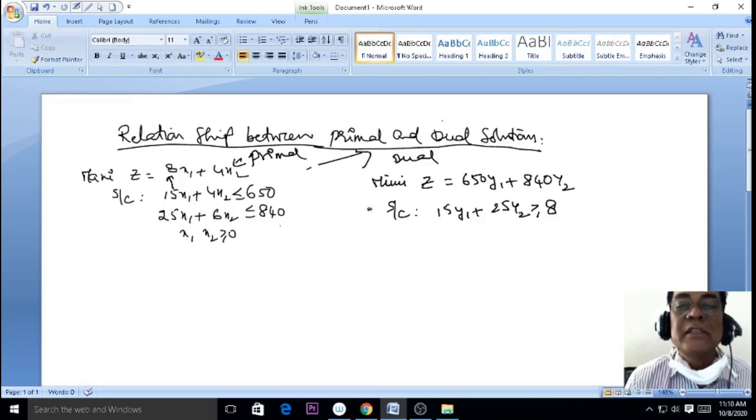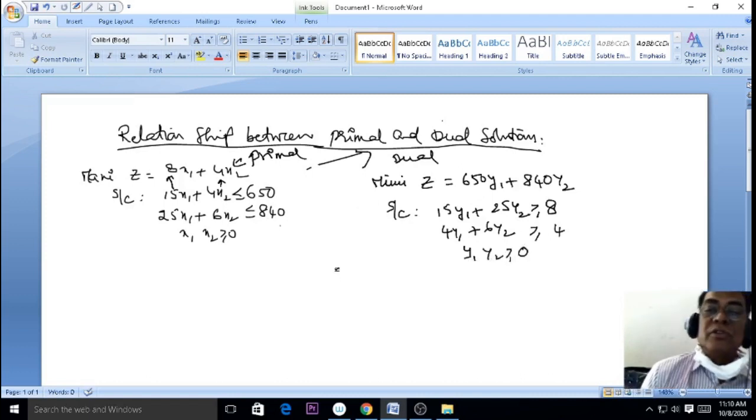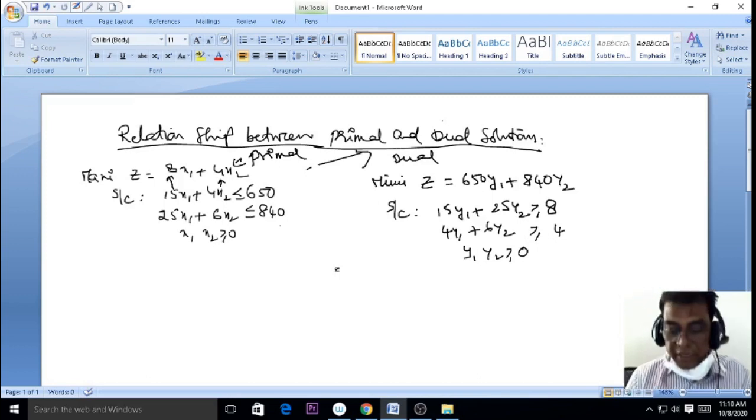4 and 6, so 4y1 plus 6y2. Then the opposite value is 4, so write down 4. The second inequality is less than or equal to, so change it to greater than or equal to. So y1, y2 greater than or equal to 0. This is the dual after that calculation.